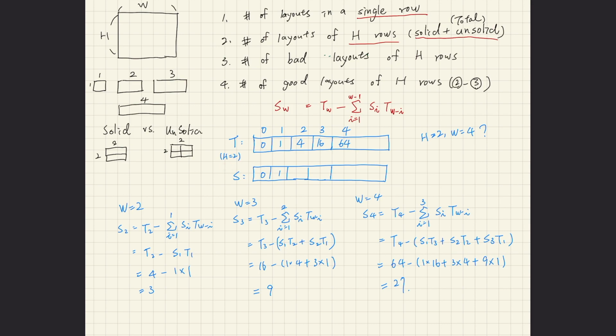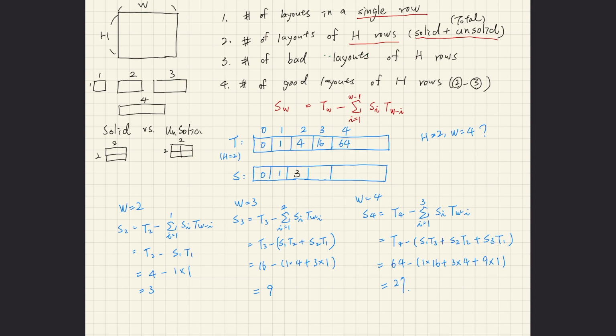Okay, so let's start from when the width is 2. So use this formula here. When the width is 2, that is S sub 2, that equals T sub 2 minus the summation, where I goes from 1 to W minus 1, so that is 2 minus 1, that is 1. So here we have T2 minus S1 T1. T2 equals 4, and S1 is 1, and T1 is also 1. So the number of good layouts is 3 when the width is 2. Okay, so we can put 3 here.